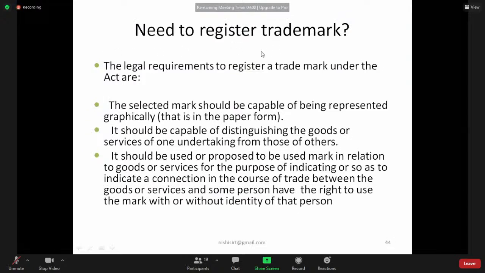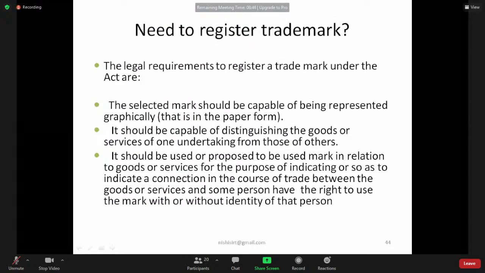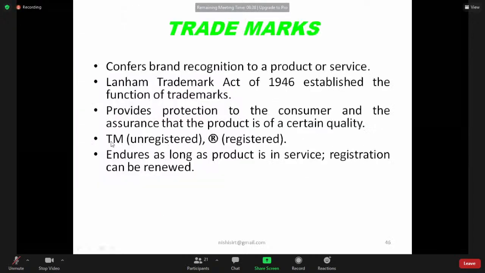Why is there a need for a trademark? The legal requirement to register a trademark under the Act is that, to select it, the mark should be capable of being represented graphically. This is necessary so that you can register your mark with the government, right? There are two terms which you have generally seen: one is TM and one is R in a circle. TM is unregistered so far and R is registered. So you can easily understand which trademark is registered or which is under the process of registration, right?